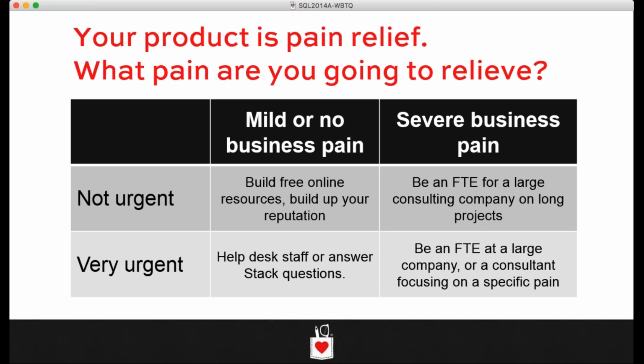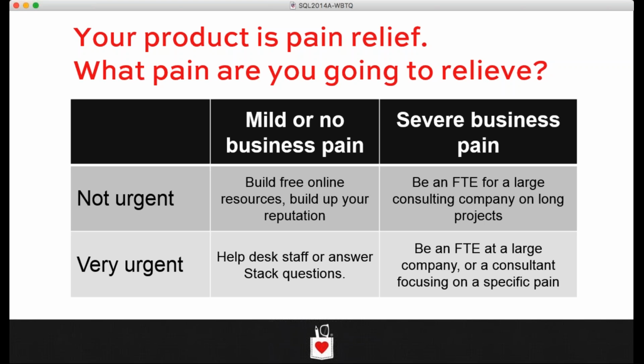This isn't by any means the definition of here's exactly the product you're going to build. This is really only the starting point in your journey about which product you're going to offer. You can either do non-urgent severe pains, in which case you go to work for a large consulting firm that works on large projects and you're on there for, say, months at a time or years at a time, or very urgent pains, things that have to be solved in 24 hours, 48 hours.